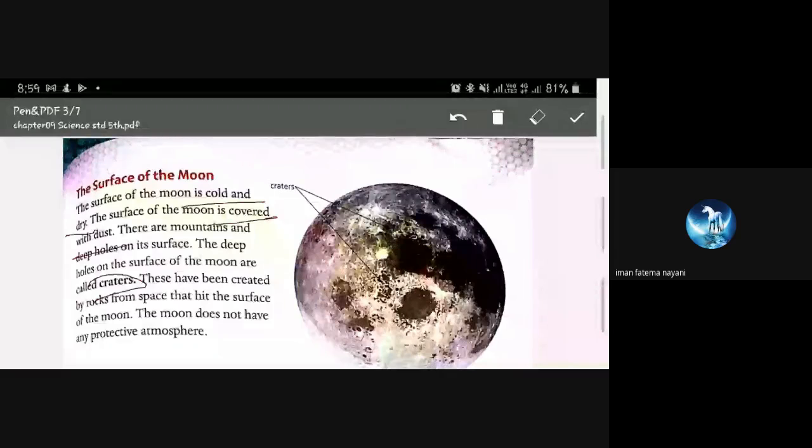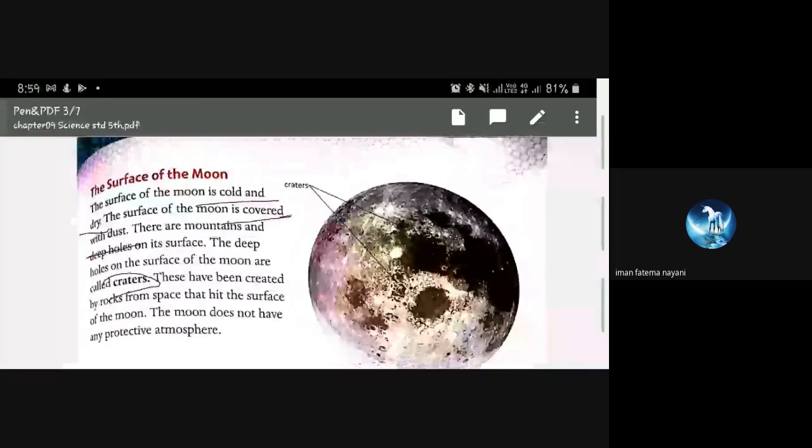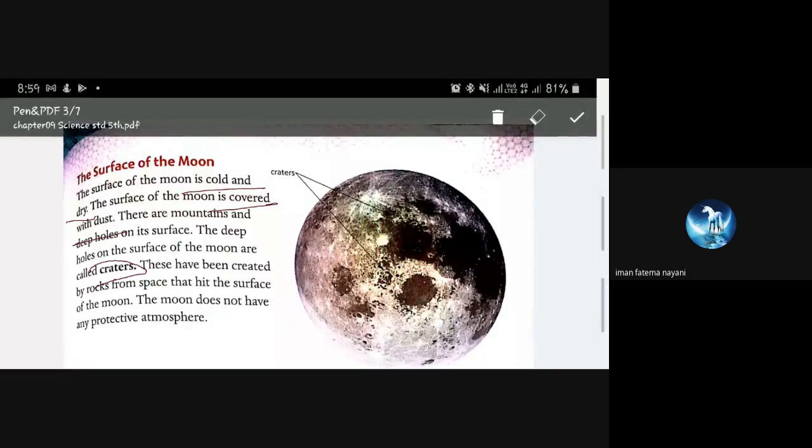On the moon, as they don't have any atmosphere, look, it's written over here: the moon does not have any protective atmosphere. Earth has a protective atmosphere, so we don't face this problem. Meteors keep falling, but due to the atmosphere we are saved. But the moon doesn't have any atmosphere, so it keeps heating and it becomes a hole.